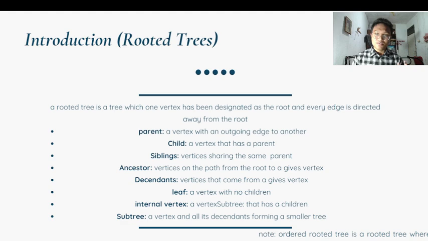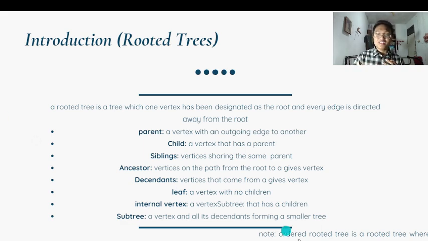A parent is a vertex with an outgoing edge to another. A child is a vertex that has a parent. Siblings are vertices sharing the same parent. An ancestor is a vertex on the path from the root to a given vertex. Descendants are vertices that come from a given vertex. A leaf is a vertex with no children. An internal vertex is a vertex that has children. A subtree is a vertex and all its descendants, forming a smaller tree.